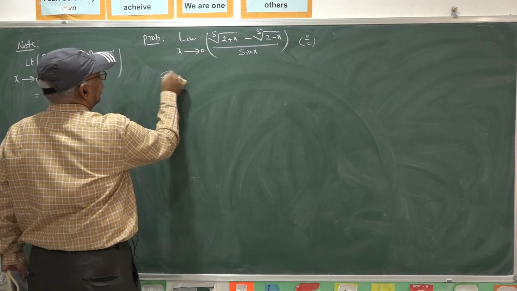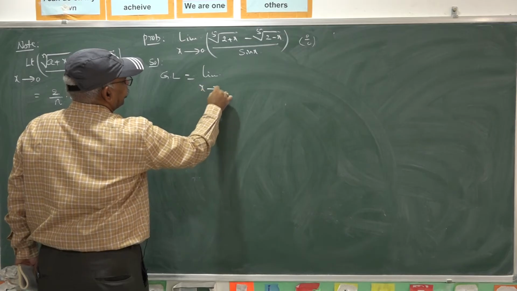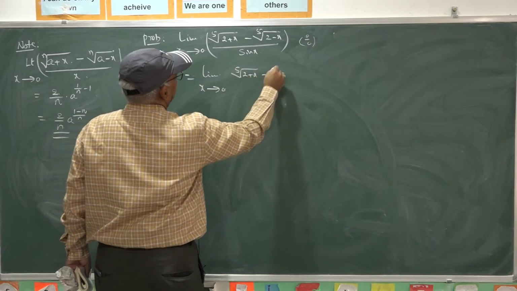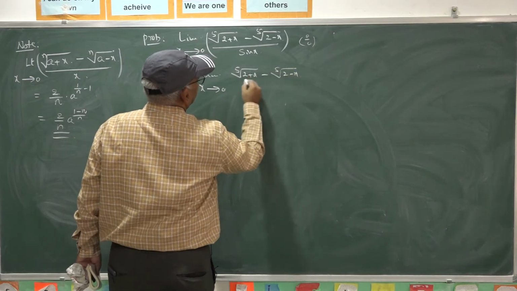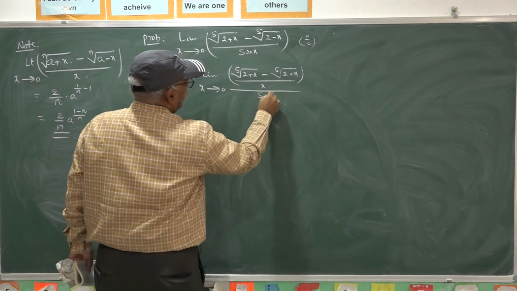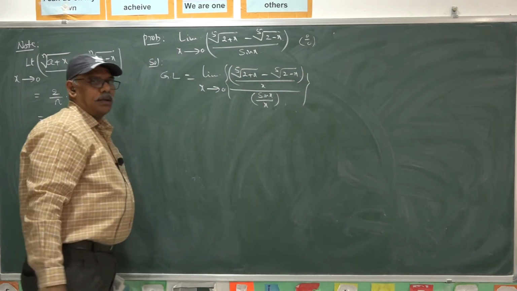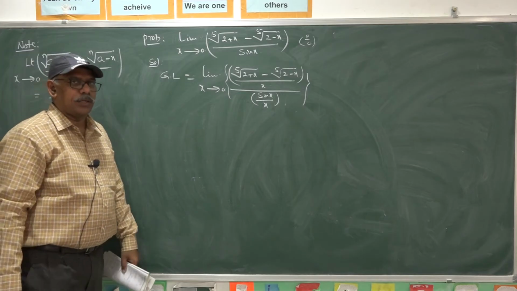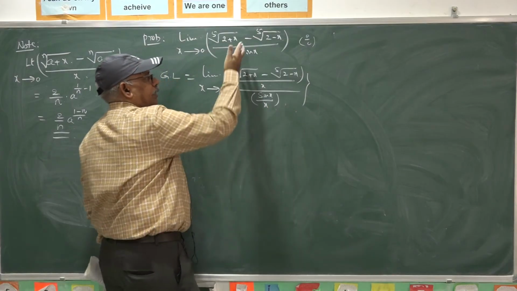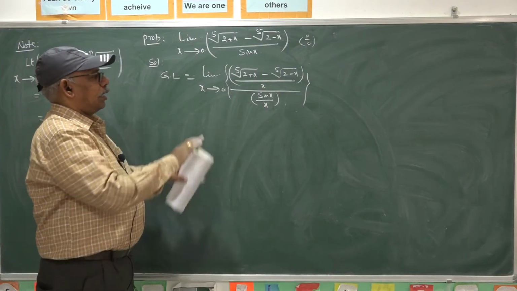For that, I will take it like this: limit as x goes to 0 of (fifth root of 2 plus x minus fifth root of 2 minus x) by x. Just I am dividing the numerator with x, so divide the denominator with x also. Dividing the numerator and denominator with the same function, there is no change in the function. So, without changing the nature of the function, you can manipulate the function.